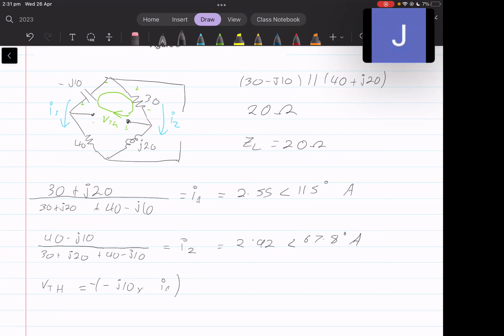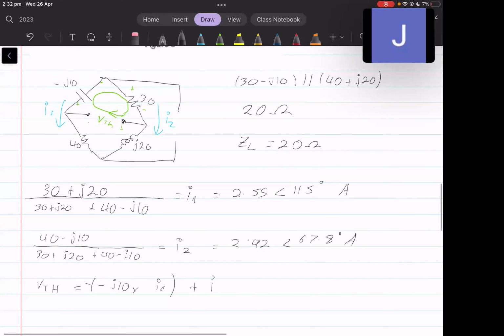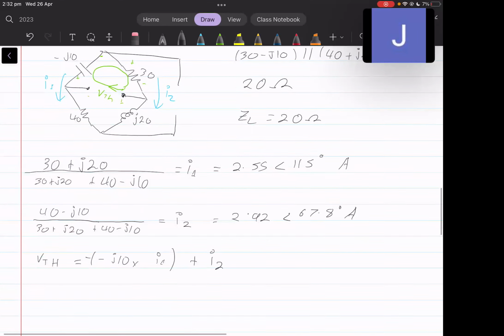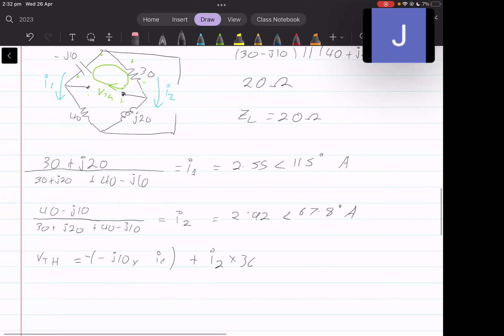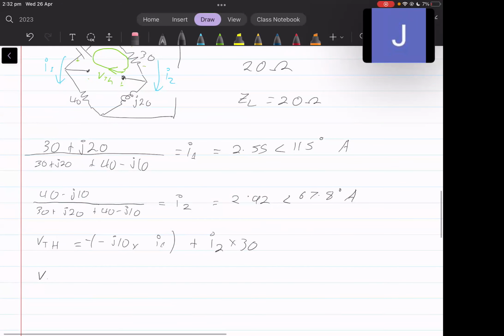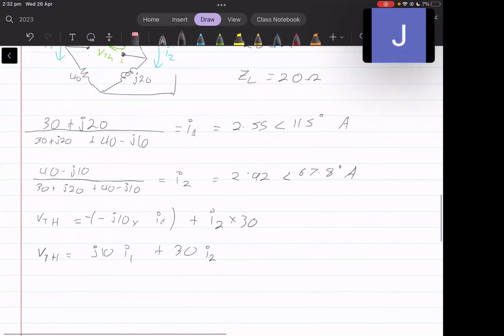Why this one is minus here? So we're assuming positive that way. Cool. And then for the other one, that's just I2 by 30. So we'll find the Thevenin voltage is equal to J10 I1 plus 30 I2.